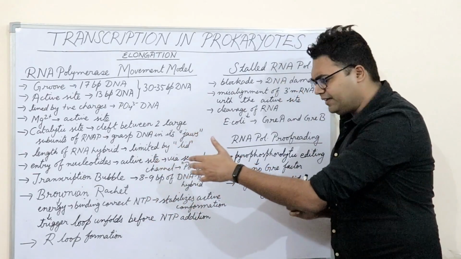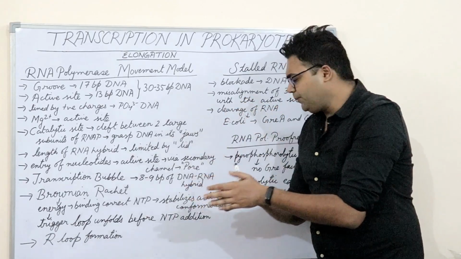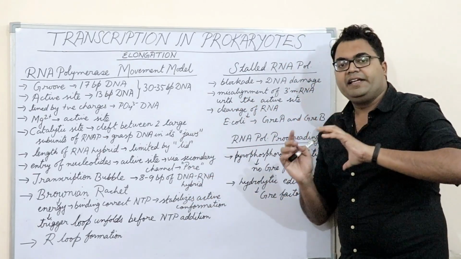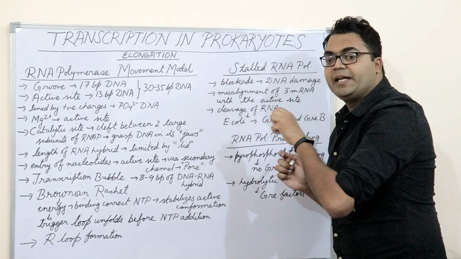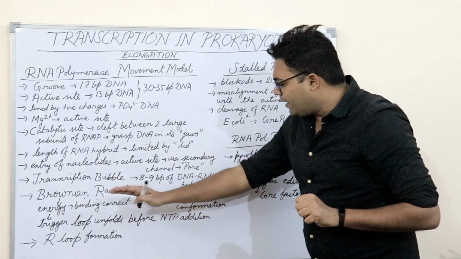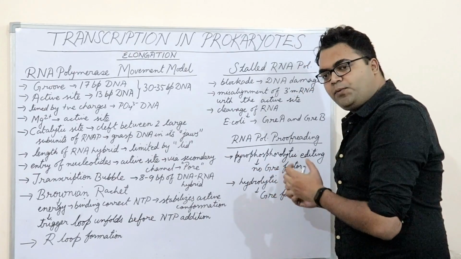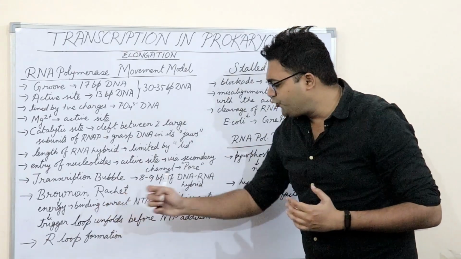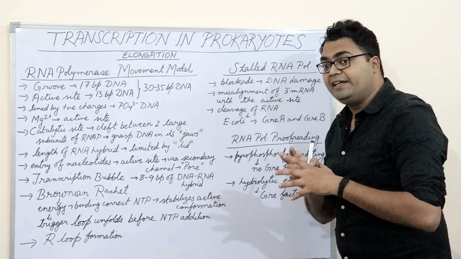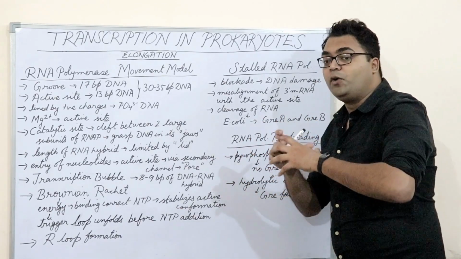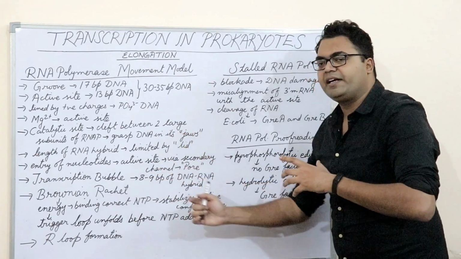The energy that you get is responsible for stabilizing the conformation of the RNA polymerase, especially the active site of the RNA polymerase. And before the NTP binds, before the NTP gets added, the trigger loop in the RNA polymerase unfolds, and after the NTP binds, the trigger loop folds, and this cycle keeps on continuing.